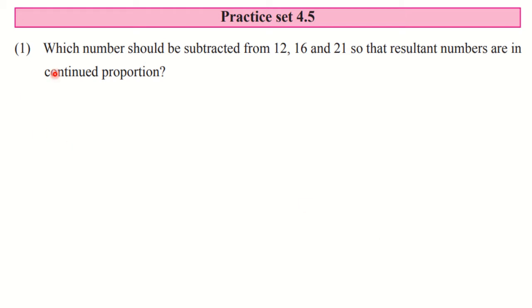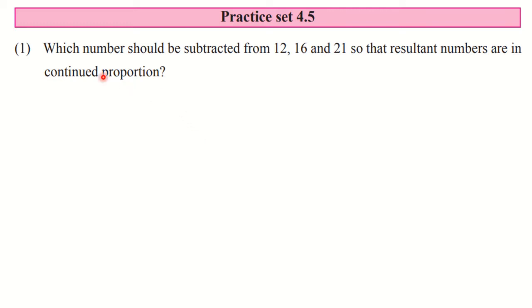The first question here. Which number should be subtracted from 12, 16 and 21 so that resultant numbers are in continued proportion? The similar sum we have solved, or we have just discussed, in the solved examples in the previous lecture. It was very similar, only these numbers were different if you can recall. Okay. So we are going to use the same method from the textbook to solve this. So this number is unknown to us which we want to find. So that unknown number we are going to take as x.